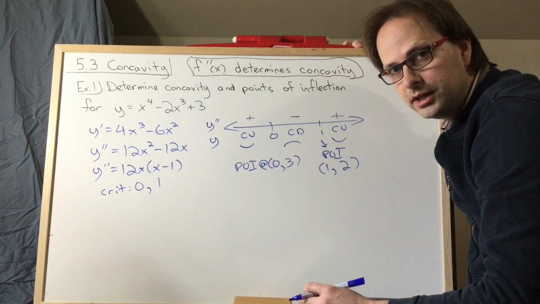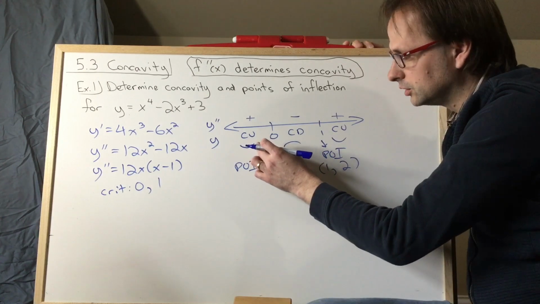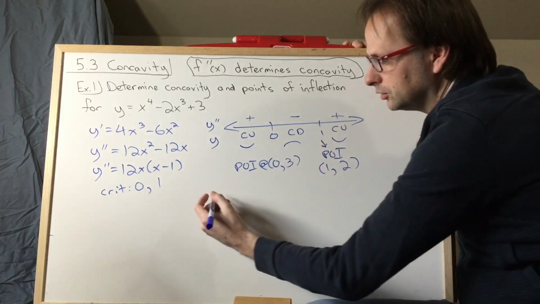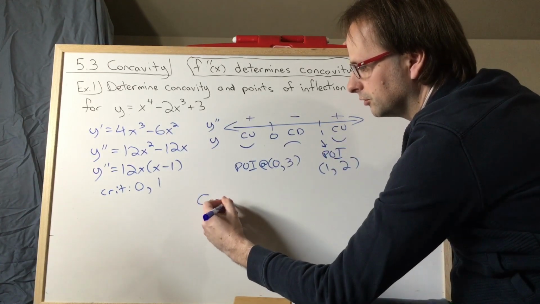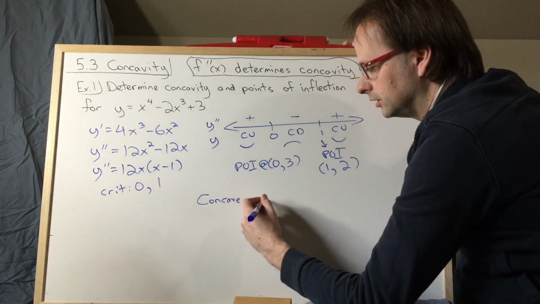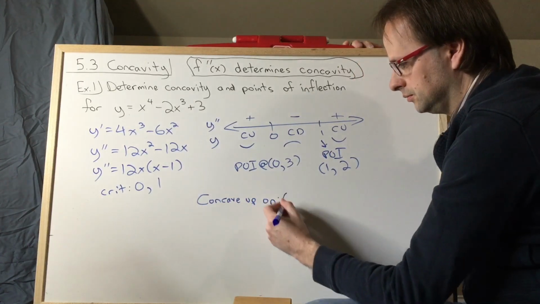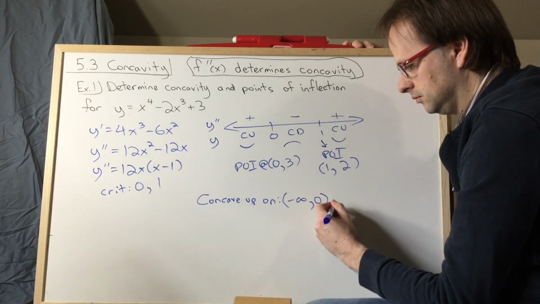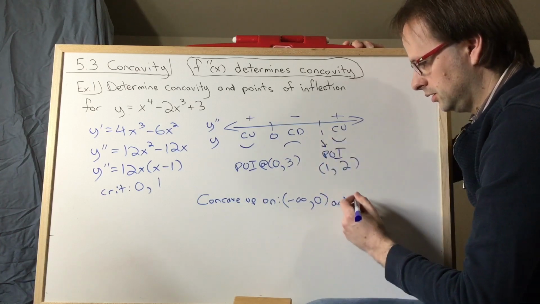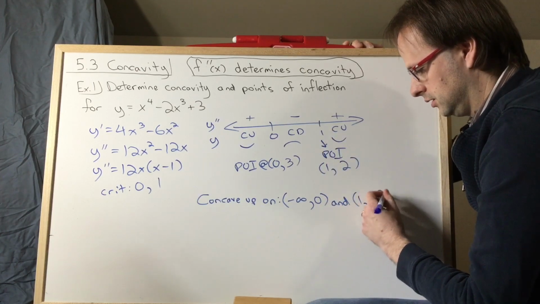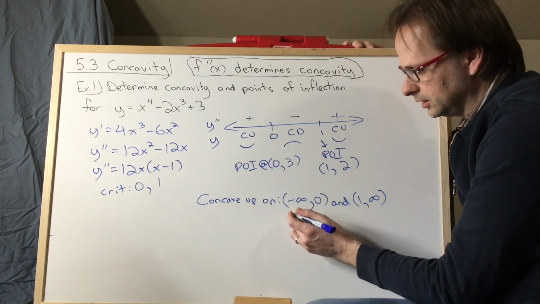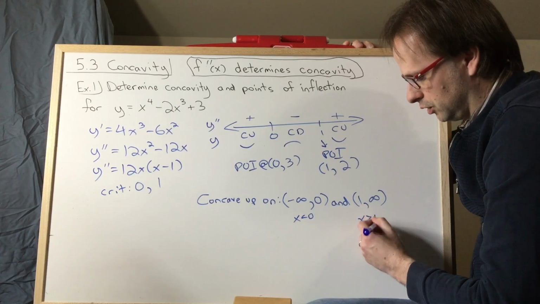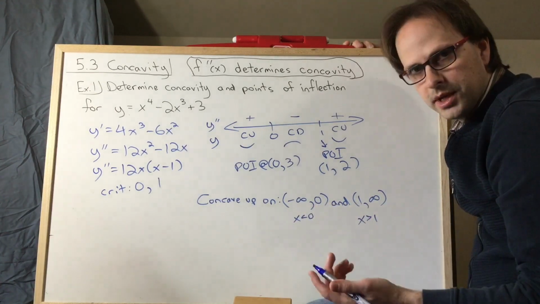If I wanted to talk about its intervals of concavity, I think it's okay just to leave it on this number line. But if you want to be, I guess, a little more explicit about it, you could say that this function is concave up on these intervals. From negative infinity all the way up to 0, and from 1 all the way to infinity. That's an interval notation. This little part here means x is less than 0, and this means x's that are greater than 1. But in higher mathematics, we often see them in interval notation.